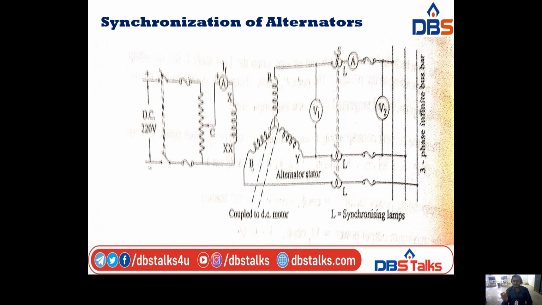It has a separate connection consisting of a 220 volt DC supply, connected to the external connection through a DPST switch, and it has a rheostat and an ammeter to measure the field current. It also has the field winding, which is connected to the ammeter. That's why we are measuring the field current. So this is the circuit arrangement for the explanation of the synchronization of alternators.